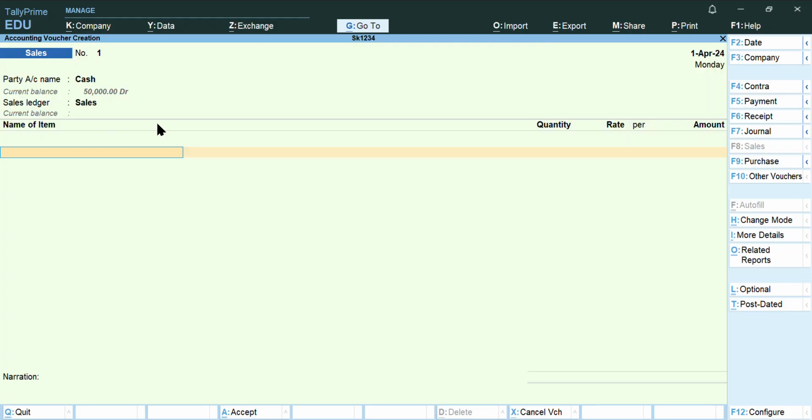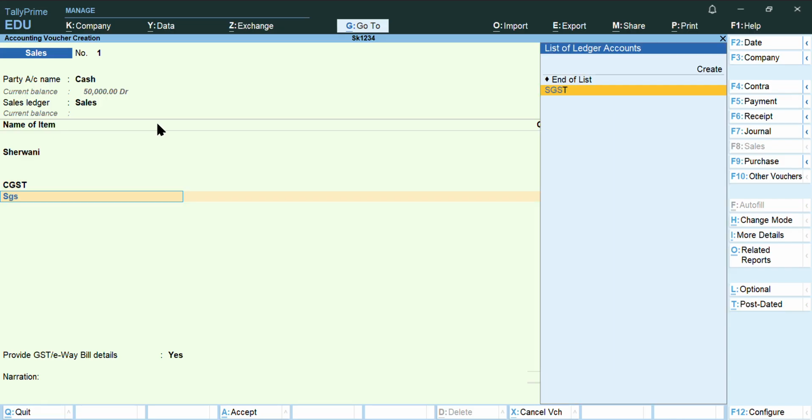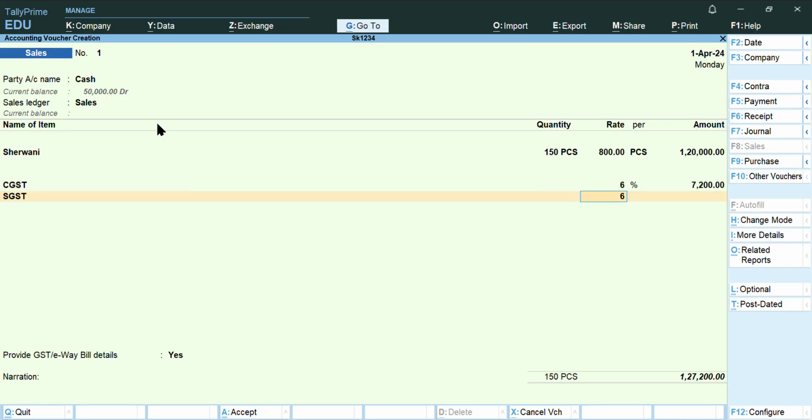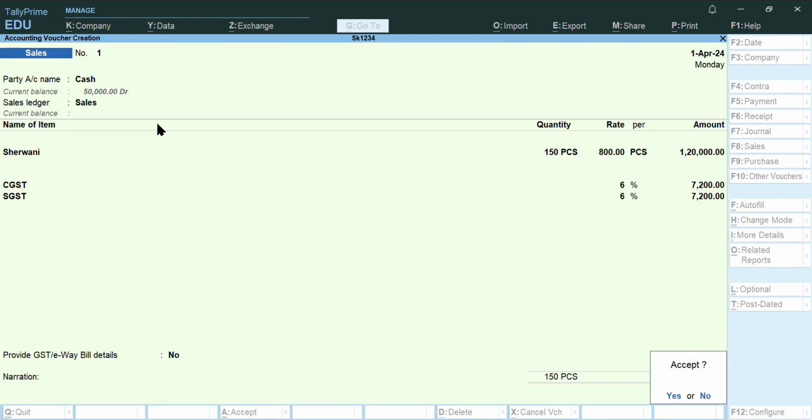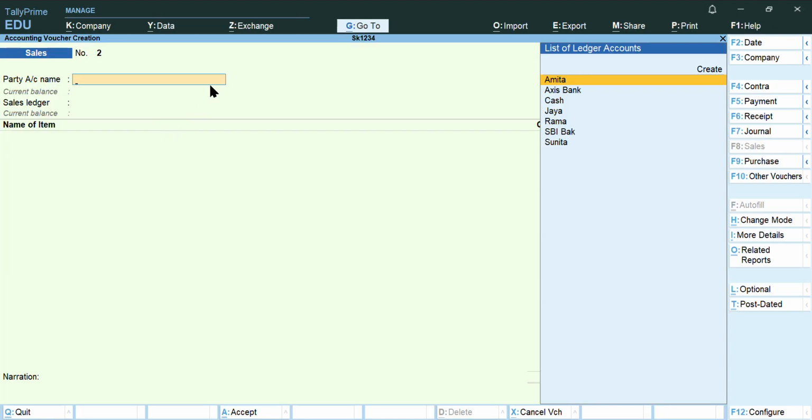Ledger is, it gives us choice of sale, and the items are Sherwani. Sherwani, enter this. Quantity was 150 units. Okay, of 800 rupees each. Okay, now CGST 6%, SGST 6%, enter. Okay, so provide GST details? No, because it won't ask us unnecessary information then. Okay, now this is done.